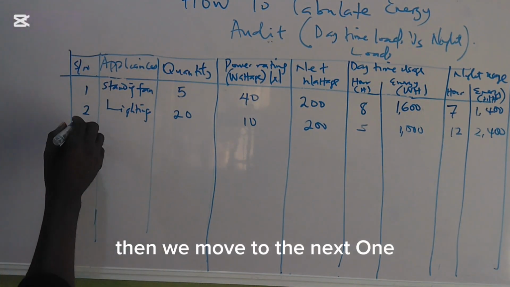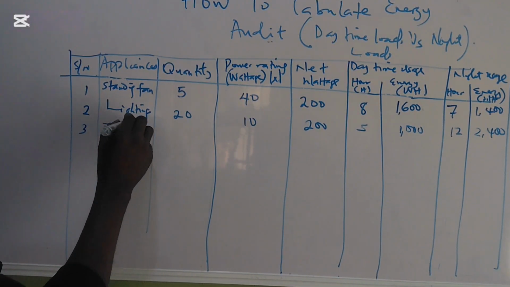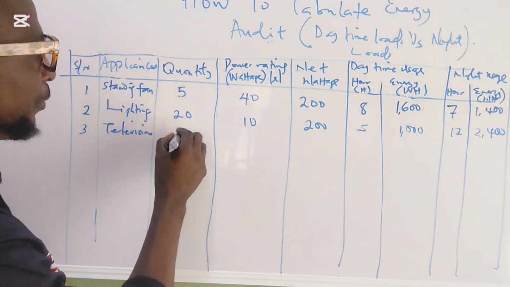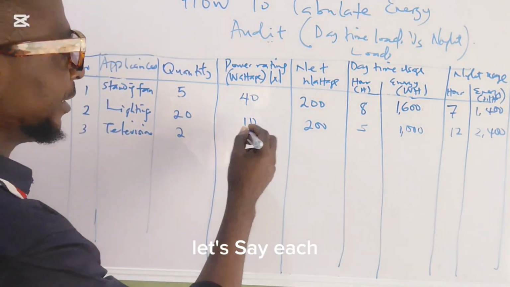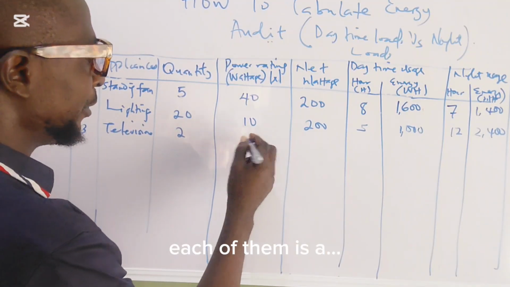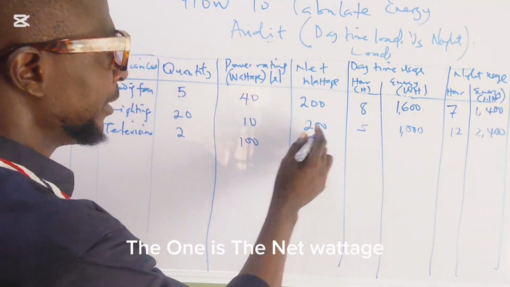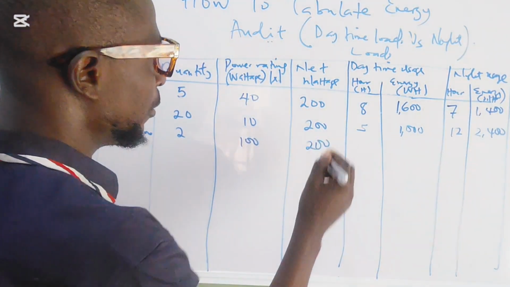Then we move to the next one. Let's say we have television. The quantity, let's say 2. What is the wattage of each? Let's say each of them is 100 watts. Then what is the net wattage? This times this gives us 200.